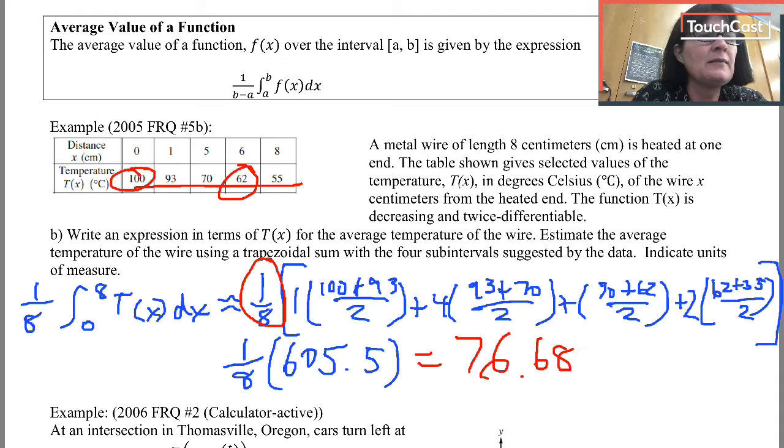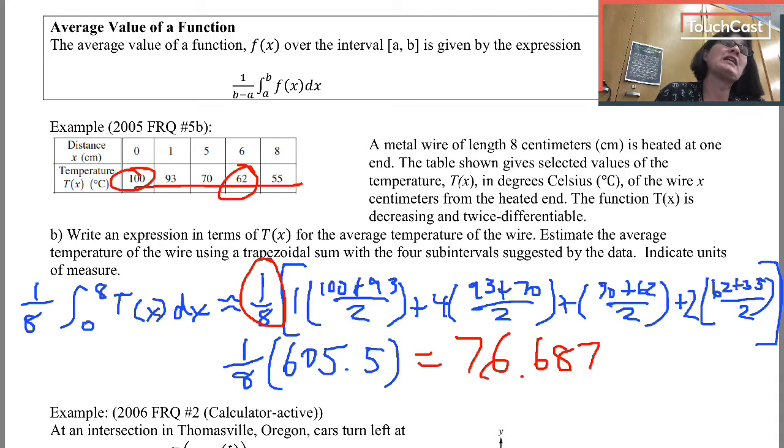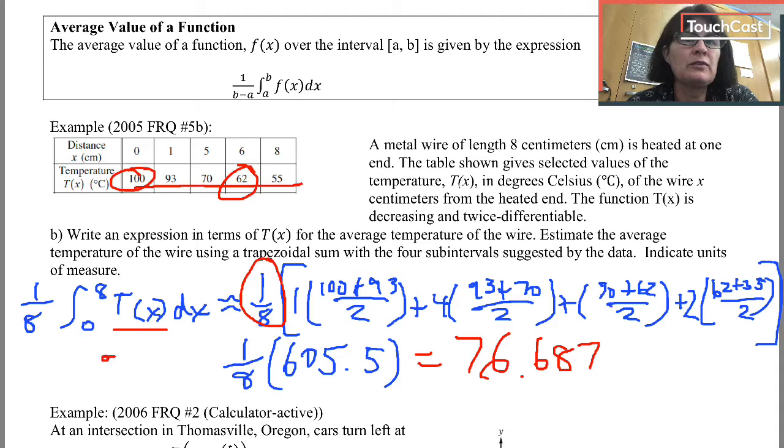6875. And then we have the question of units. So you could try to reason through it. We were asked about the average temperature, and temperature is given, in this case, in degrees Celsius. Or you could think about it this way. Think about the units on T of x. That's degrees Celsius.